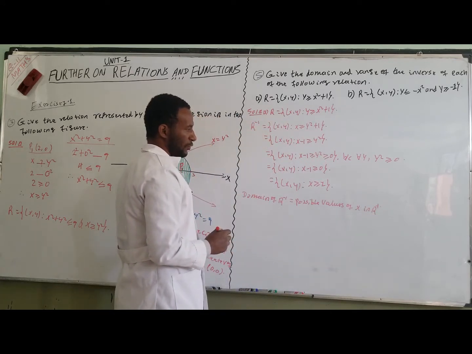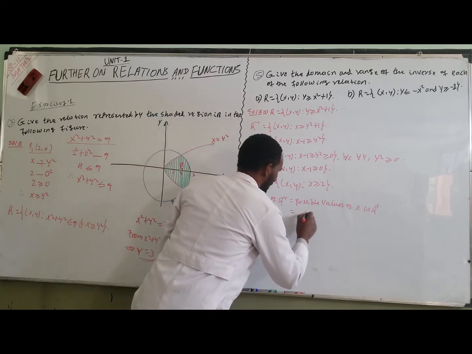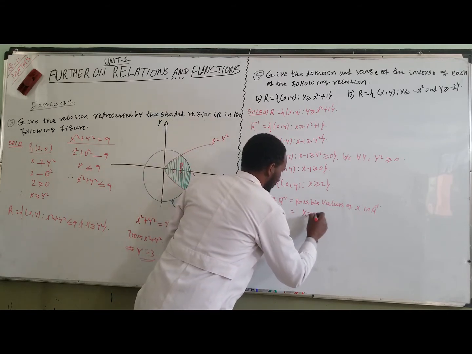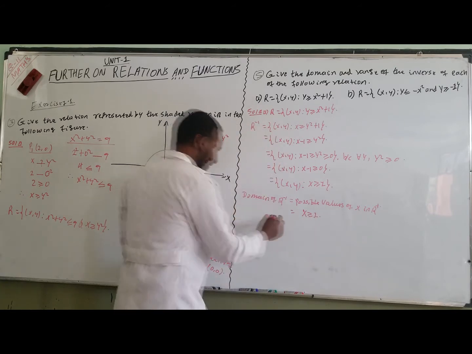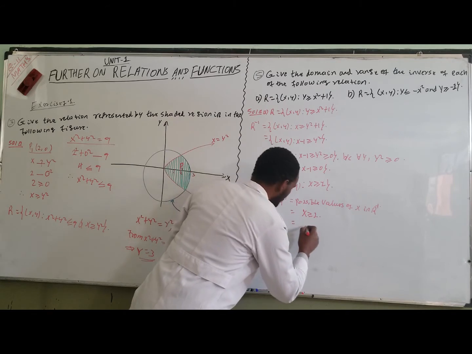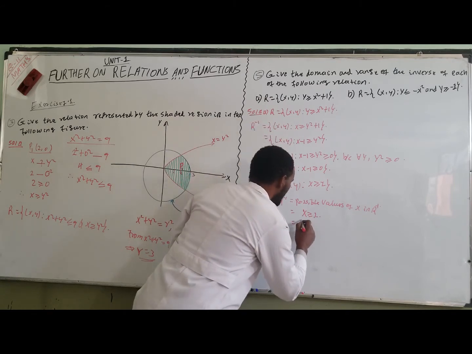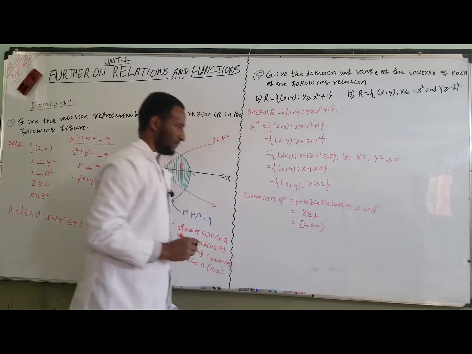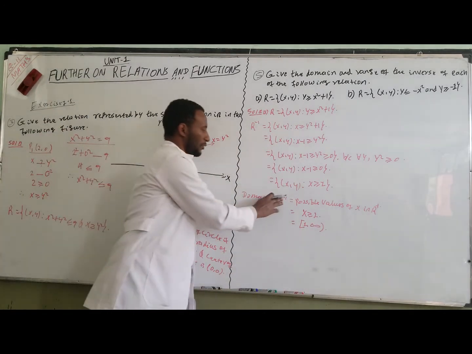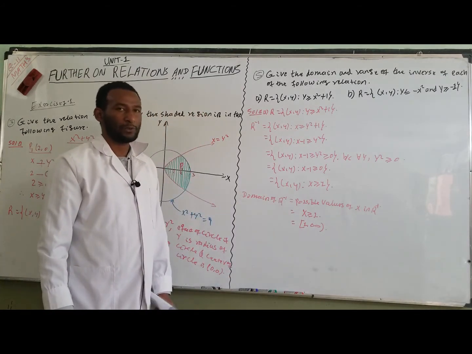Therefore, possible value of x means x is greater than or equal to 1. Therefore, domain of R inverse is equal to x greater than or equal to 1, which means it is from 1 up to positive infinity. Therefore, domain of R inverse is greater than or equal to 1.